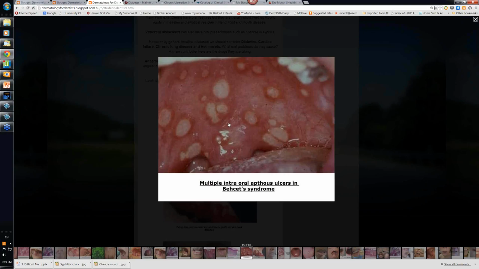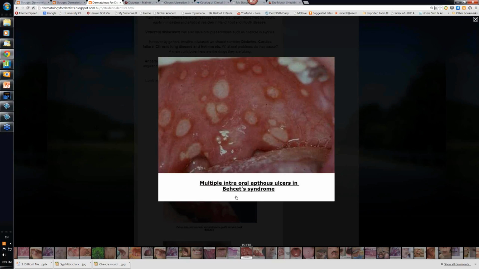There are multiple aphthous ulcers, and you'll see that in Behçet's syndrome. You might get 2 or 3, sometimes up to 5 aphthous ulcers. When you get a whole pack of them like this, then you have to consider Behçet's. And you can also get the smaller herpetiform ulcers, an aphthous ulcer variant, in Behçet's syndrome as well.